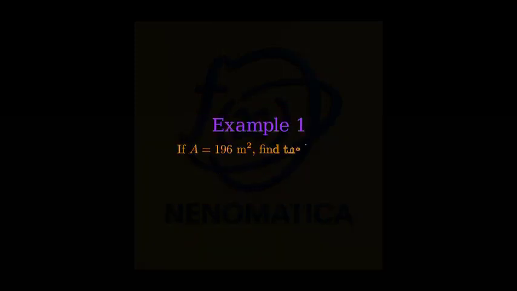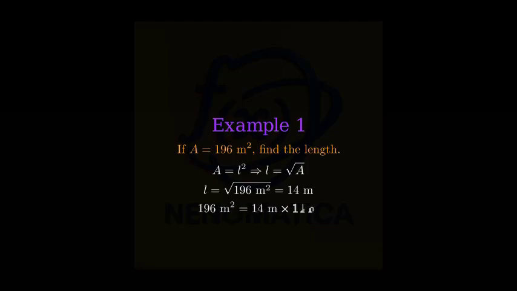If the area of a piece of land is 196 square meters, what is its length? To solve this, we'll use the formula that area equals length squared, and rearrange it to find length equals the square root of area. So, length equals the square root of 196 square meters, which is 14 meters times 14 meters. Therefore, the length of the land is 14 meters.